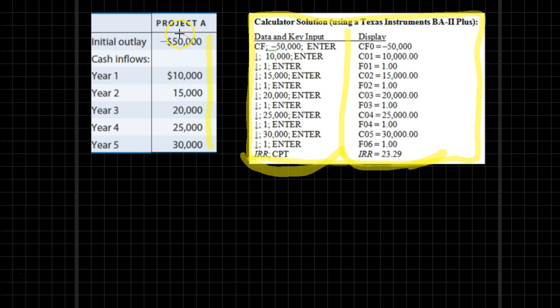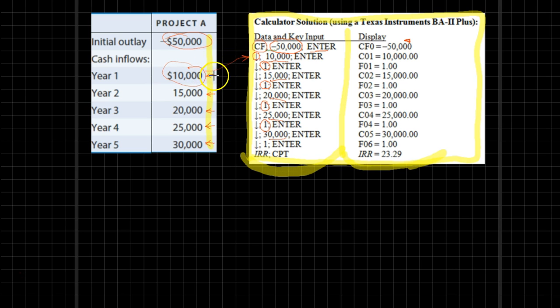For project A, the initial outlay is $50,000, and that's why we enter it first, right after we press the CF, the cash flow key. Make sure to enter it, and as soon as you enter it, you will see a triangle just above it. Then you press the down key, and you start entering the cash inflows. As I mentioned earlier, all 5 of these are different values. That's why you have to enter them one after the other.